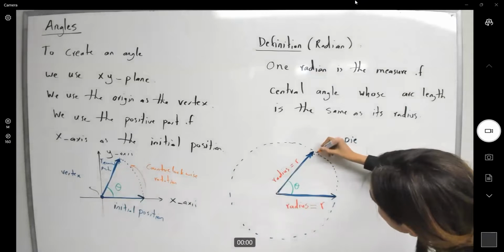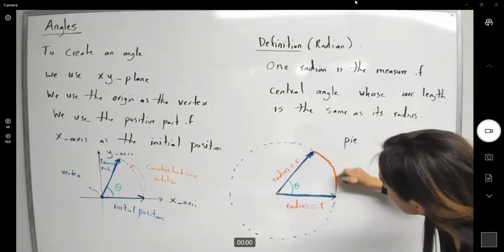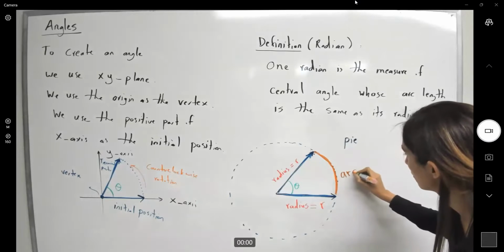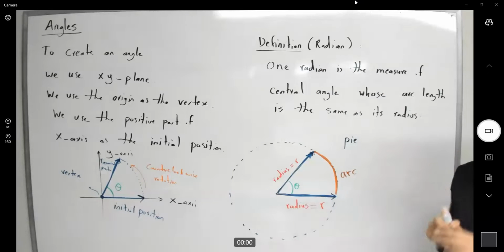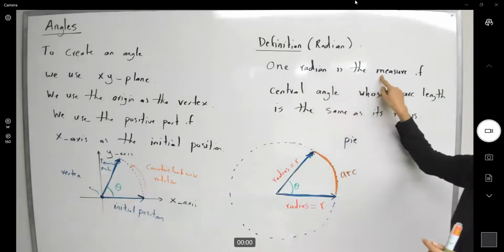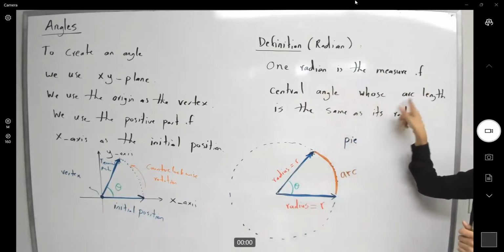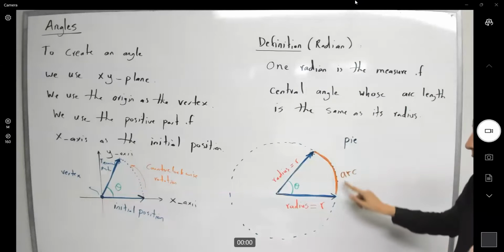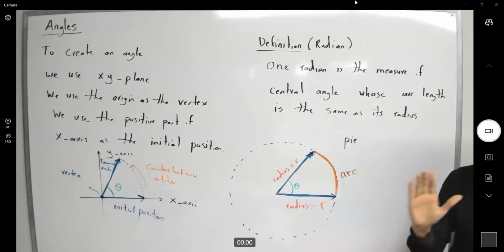This piece is not a straight line. This is just an arc. So now let us go back to the definition of 1 radian. 1 radian is the measure of the angle that you have when the arc length, if you measure this arc, this piece here, is exactly equal to the radius.